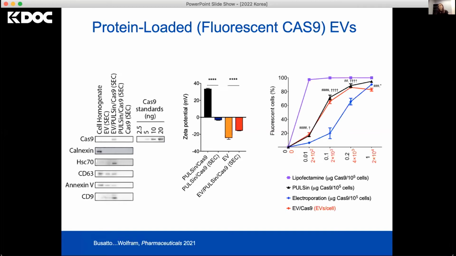But even so, when we look at how much Cas9 can be delivered into the cells, we see that the EVs actually outperform electroporation. Lipofectamine is still the best option, but again, lipofectamine is not feasible for in vivo use due to toxicity.